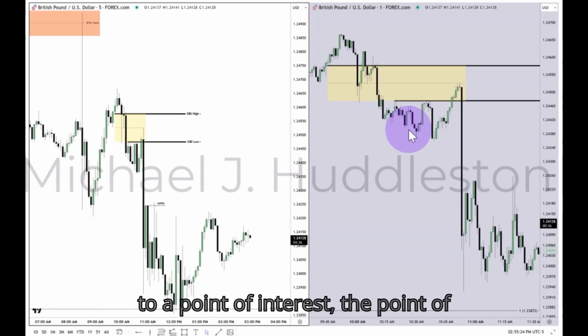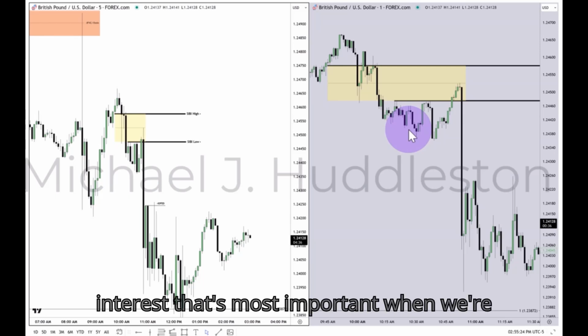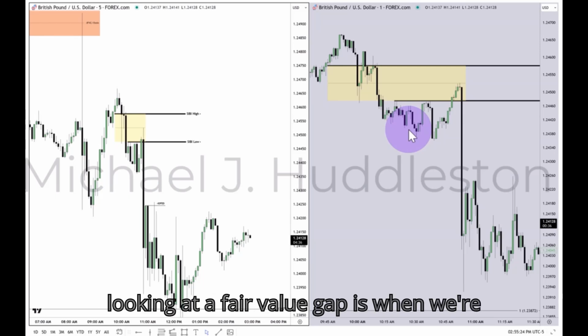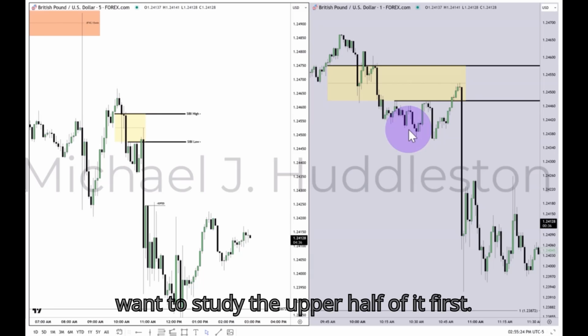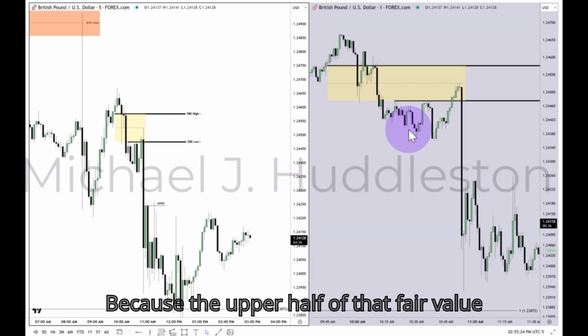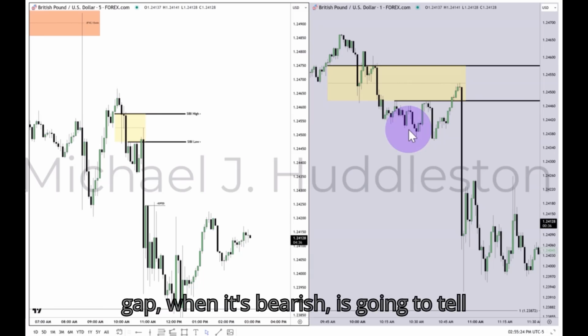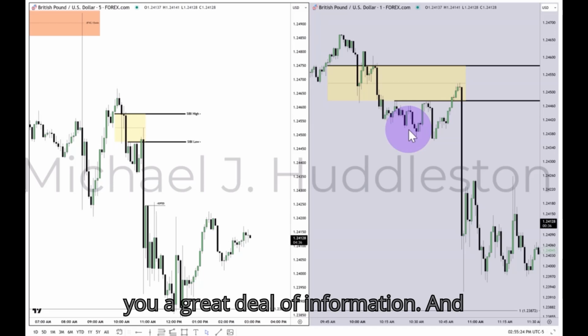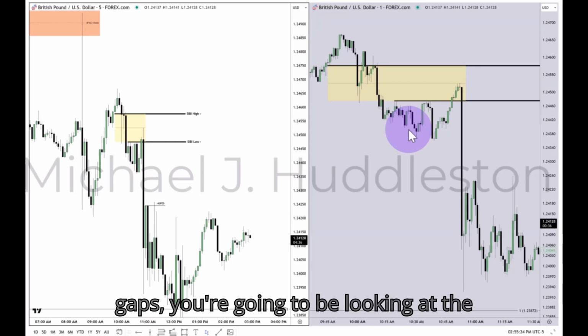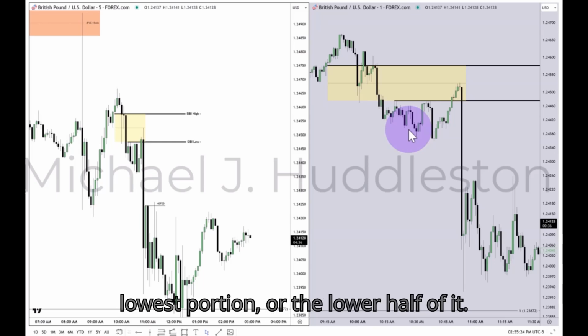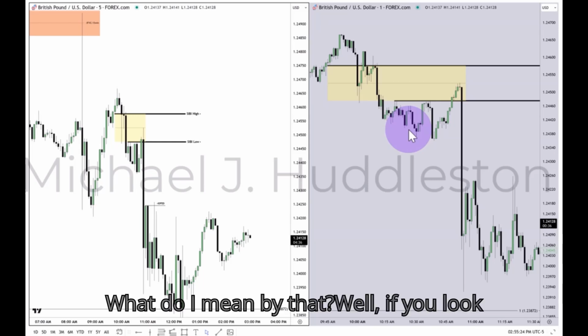When we refer to a point of interest, the point of interest that's most important when we're looking at a fair value gap is, when we're looking at a bearish fair value gap, we want to study the upper half of it first. Because the upper half of that fair value gap, when it's bearish, is going to tell you a great deal of information. And when you're looking at bullish fair value gaps, you're going to be looking at the lowest portion or the lower half of it. What do I mean by that?